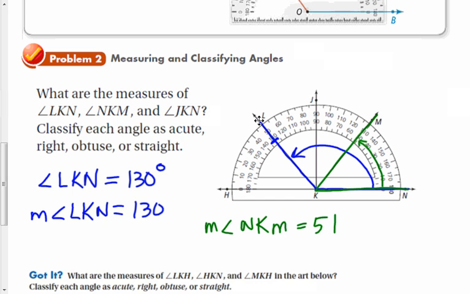And one more to do here. We want to measure JKN. So JKN, and that one is a 90-degree angle. So angle JKN equals 90 degrees. All right, I'm going to let you try that.